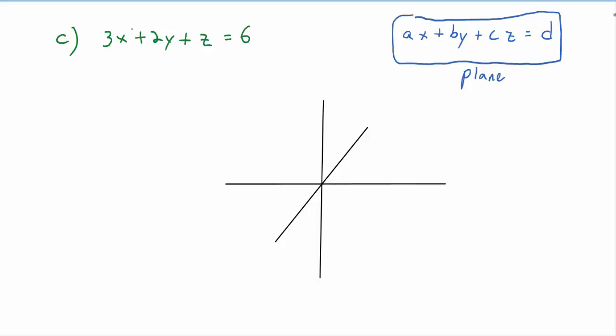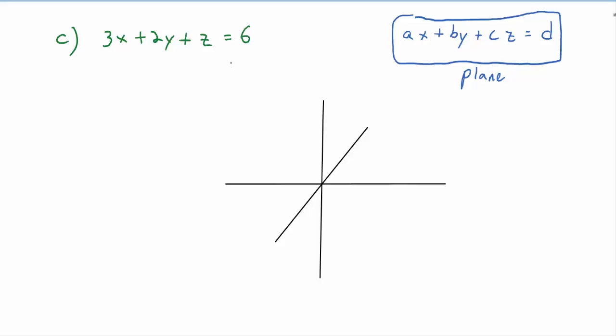So we're going to do that with 3x plus 2y plus z equals 6. And this is kind of a special plane. Notice all the coefficients are positive and the 6 is positive. And furthermore, all of these coefficients divide into 6. When that happens, it's really easy to graph the part of the plane that lies in the first octant. Let's call it the first octant.